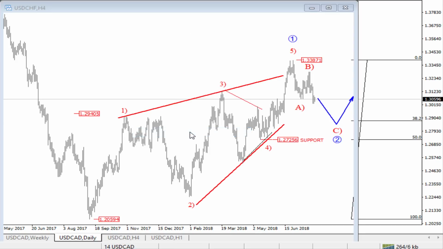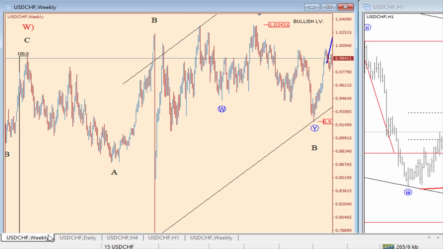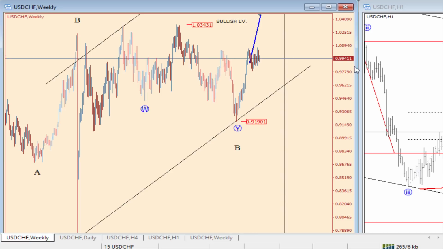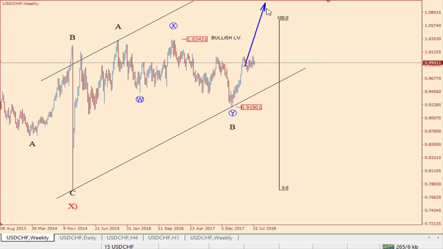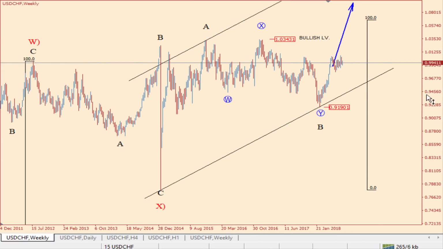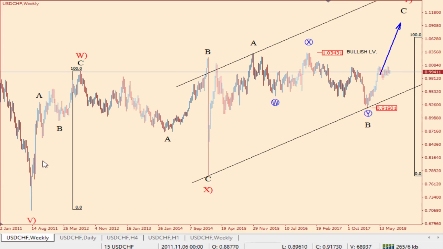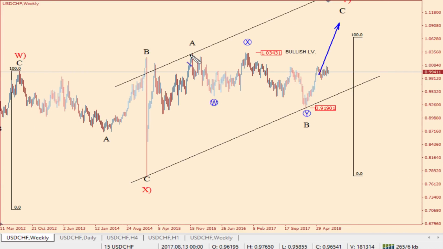Now let's take a look at dollar Swiss. Also this pair is clearly in an uptrend. I'm looking for continuation higher within this WXY, a very big complex correction up from the 2011 lows, and I'm definitely expecting another push to the upside after this broken trendline resistance. So it appears that the complex wave B correction is completed and we are headed to new highs for a wave C.